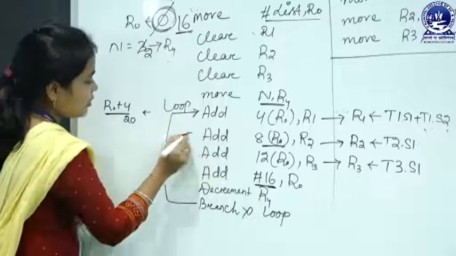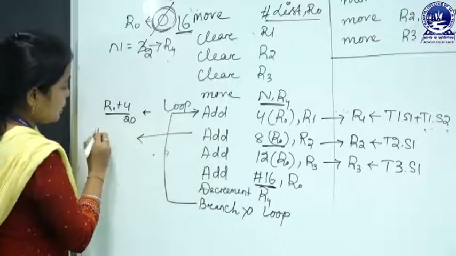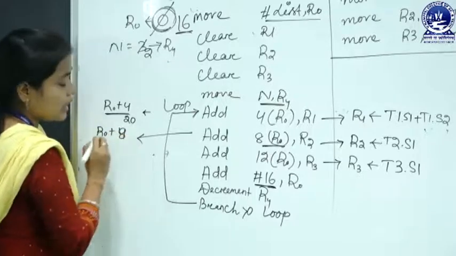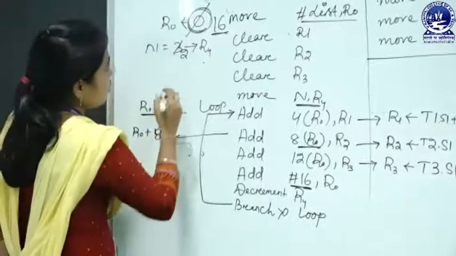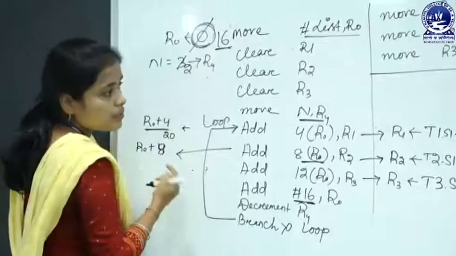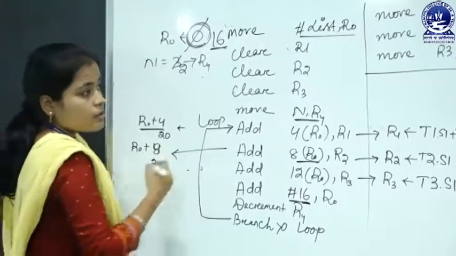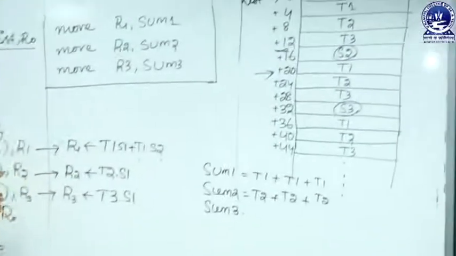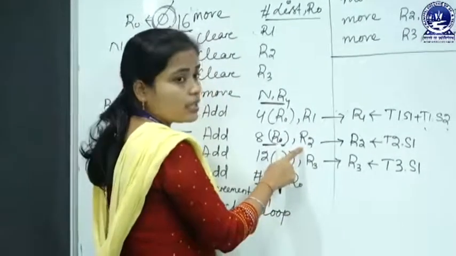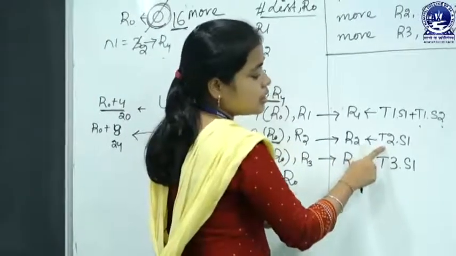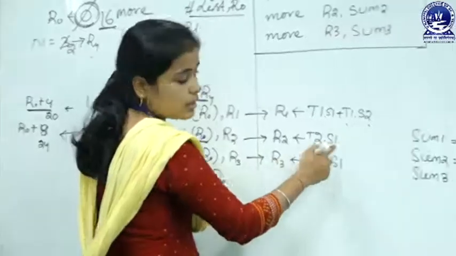So, what is the value of this instruction? Now, it is whatever the R0 value you have to add it with 8. So, it is 16, 16 plus 8 it will be 24. So, what is the 24 content? It is T2, and T2 value is added with the content of R2, and what is the content of R2? It contains the test 2 result of student 1.